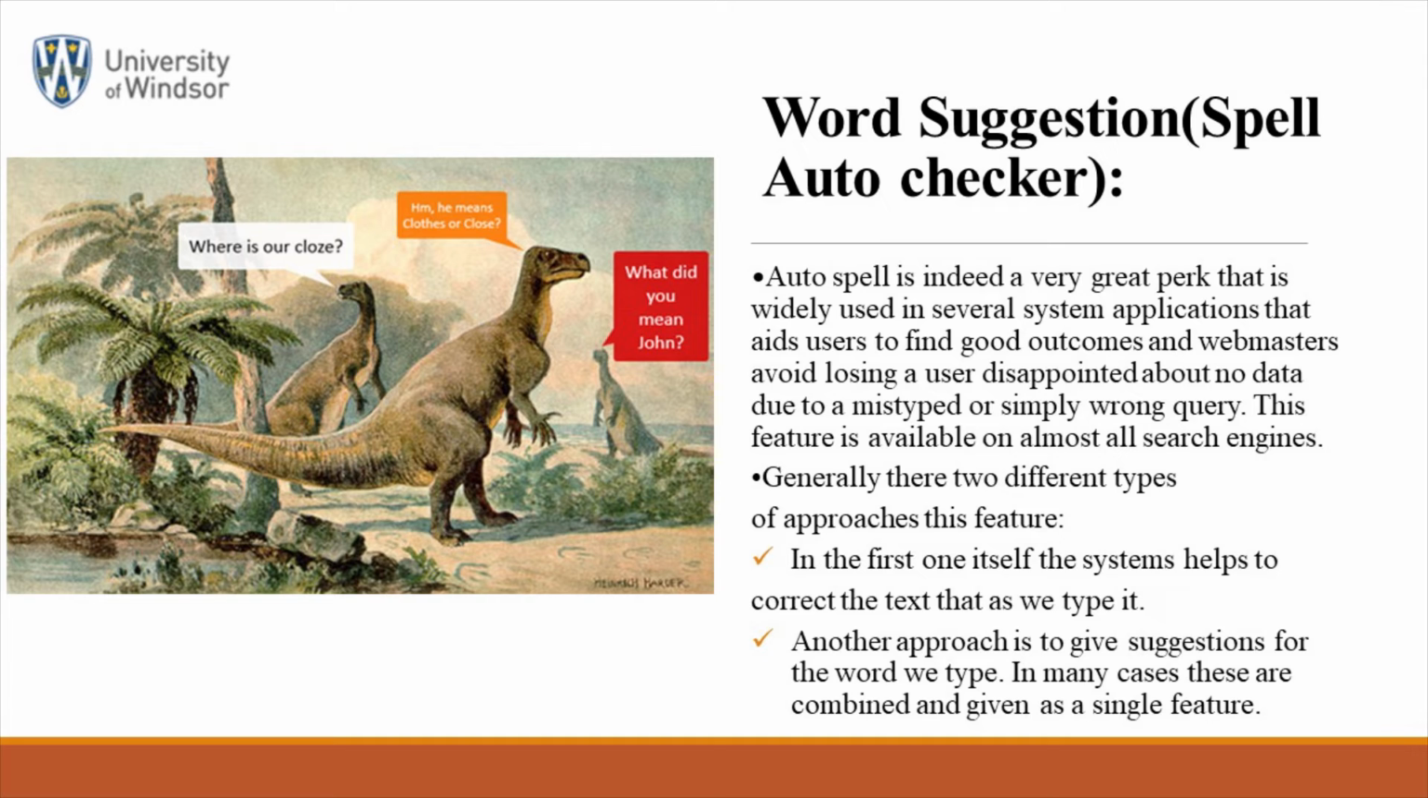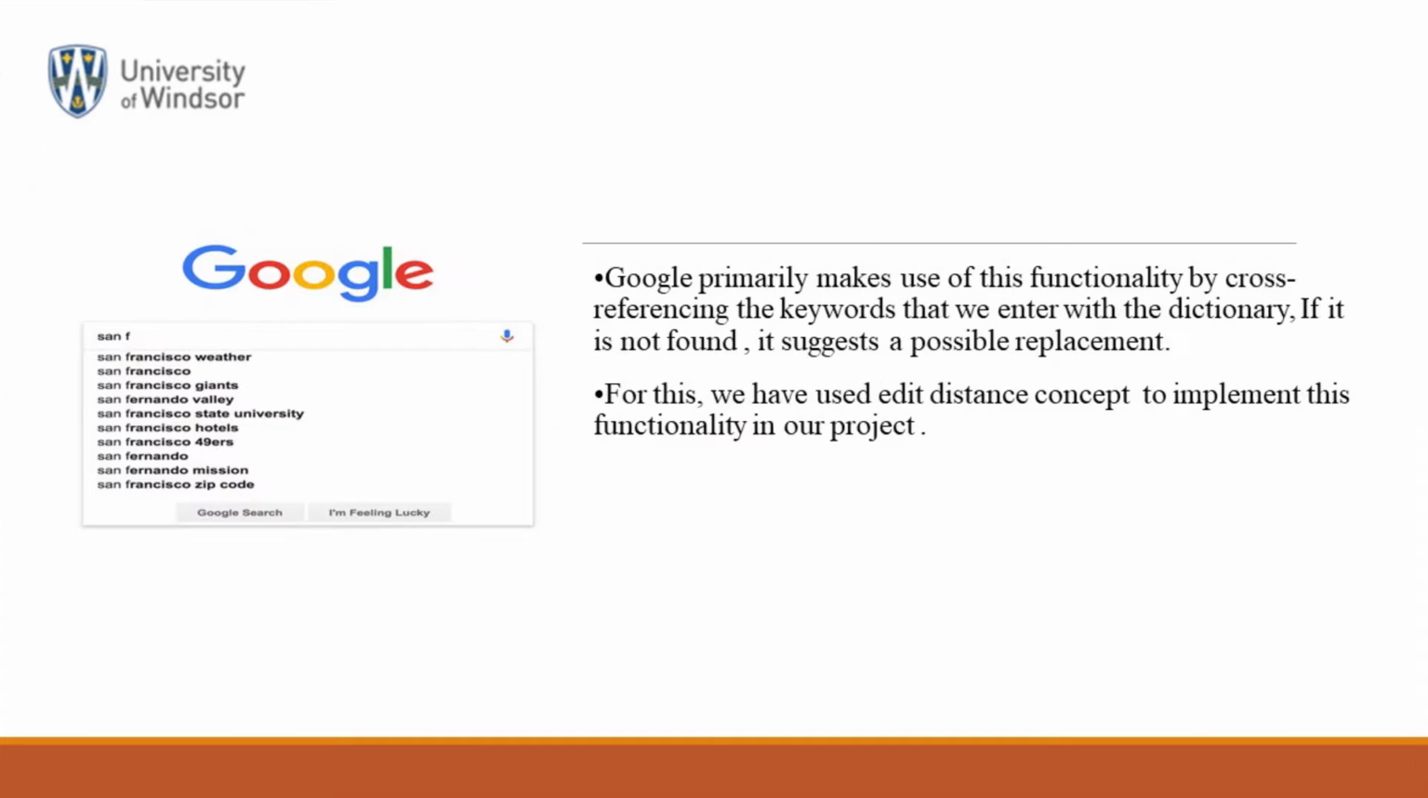Generally, there are two approaches. The first one is where the system helps to correct the text as we type. Another approach is to give suggestions for the word we type. In many cases, these are combined and given as a single feature.